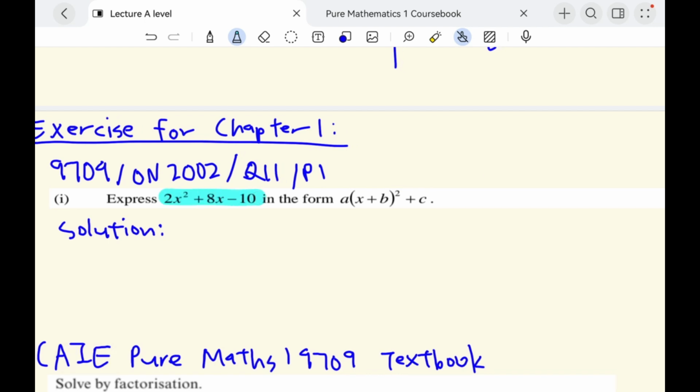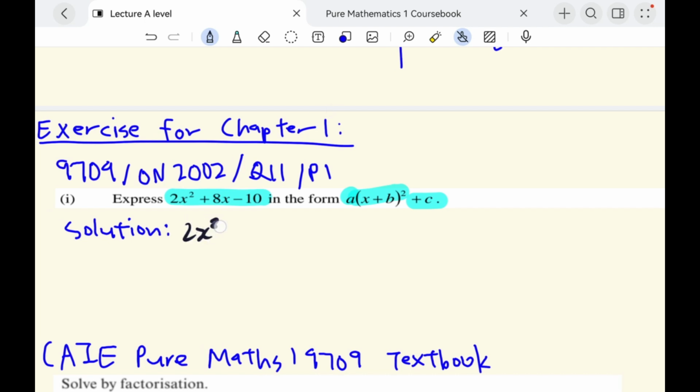Express 2x squared plus 8x minus 10 in the form a(x + b) squared + c. I will give you 3 minutes for you to complete this question. Just kidding. You can pause this video and I will show you the workings. So given 2x squared plus 8x minus 10.